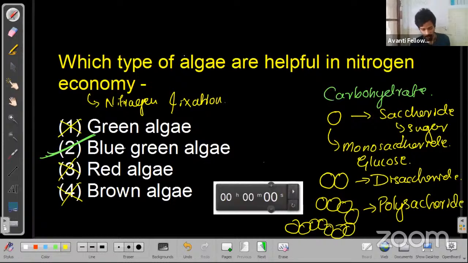When we go to the biomolecules chapter, there we will discuss the structure and bonds, everything. For now it's enough. Single molecule, monosaccharide; two molecules, disaccharide; three molecules, trisaccharide; multiple molecules, polysaccharide. Yes, correct. Poly. You guys are absolutely correct.